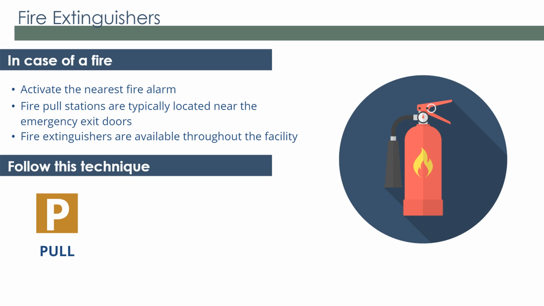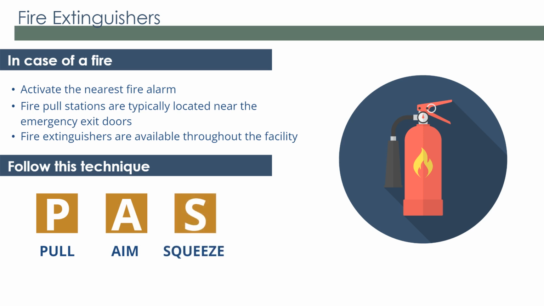P: Pull the pin and stand back about 8 feet. A: Aim at the base of the fire. S: Squeeze the lever. S: Sweep the area using a side-to-side motion.